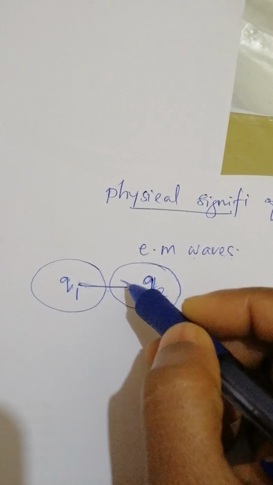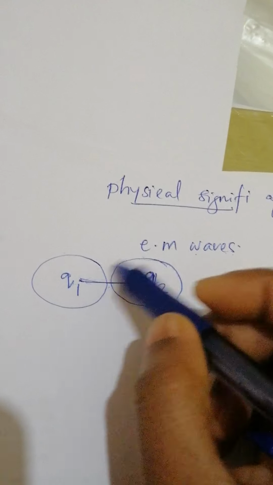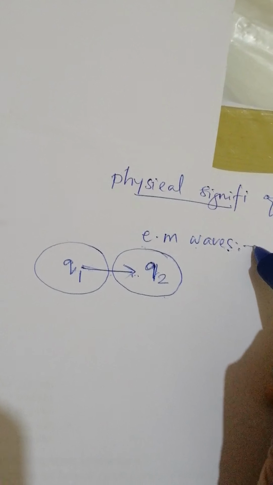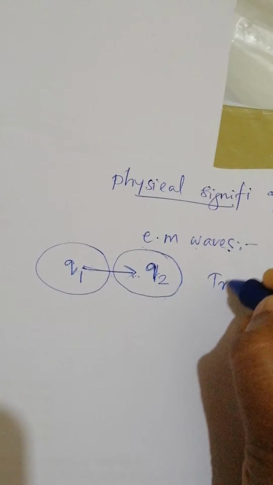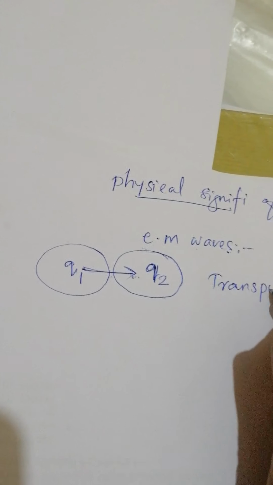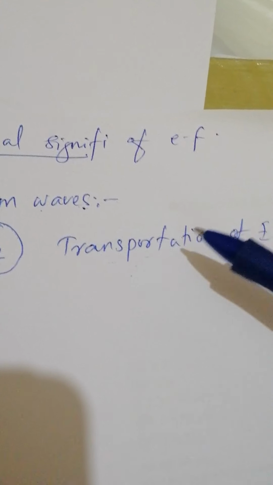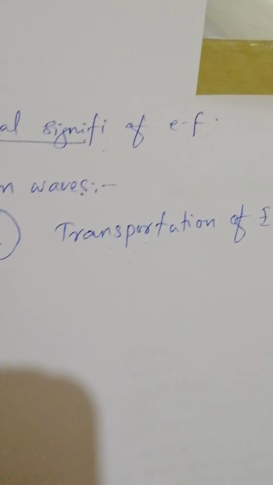So that is the physical significance of electric field. That is, in the case of electromagnetic waves, we can transport energy. Transportation of energy using electromagnetic waves is the physical significance of electric field.